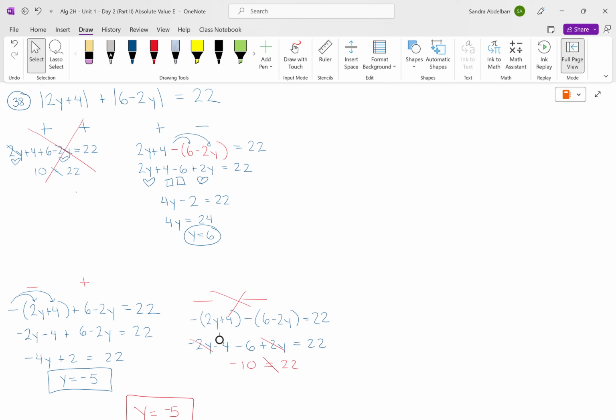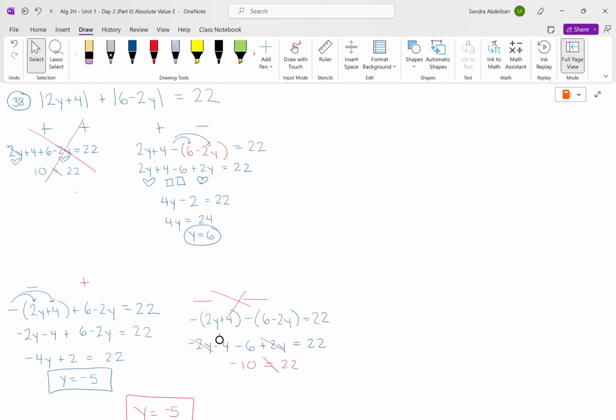So most of the time, I hate to say always, but generally speaking, if the plus plus doesn't work, the minus minus isn't going to work. And if the plus minus works, the minus plus will work. So it's either these 2 work or these 2 work.